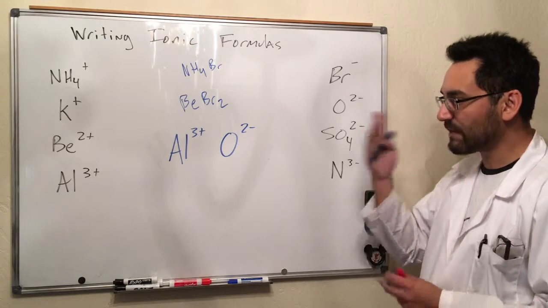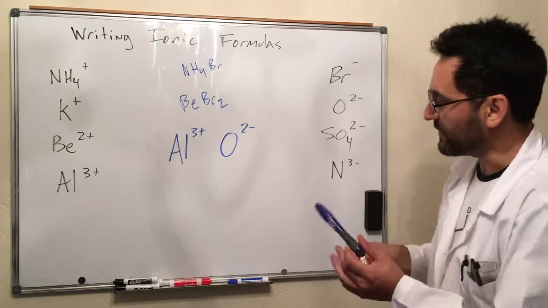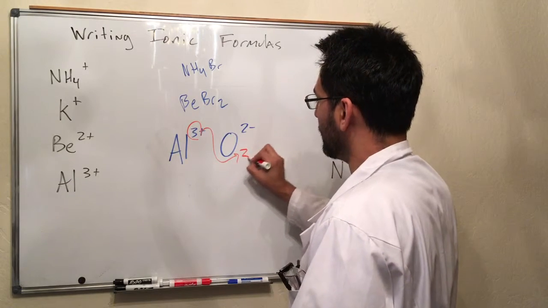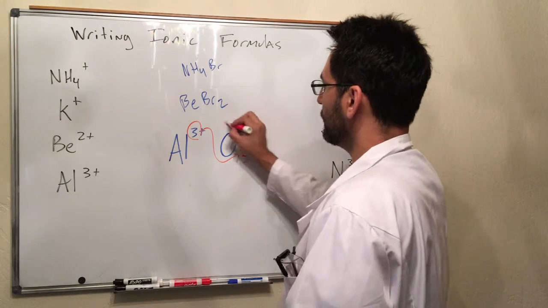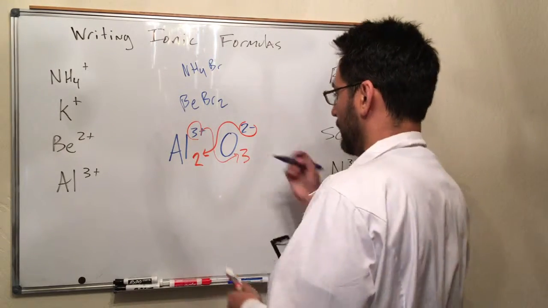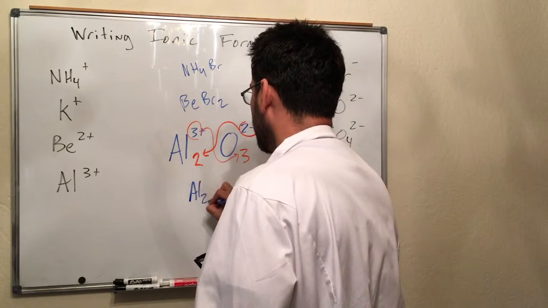But if you don't see that right away, that's why we have this other method. So the 3 will move down here. The 2 will move there. And we'll end up with Al2O3.